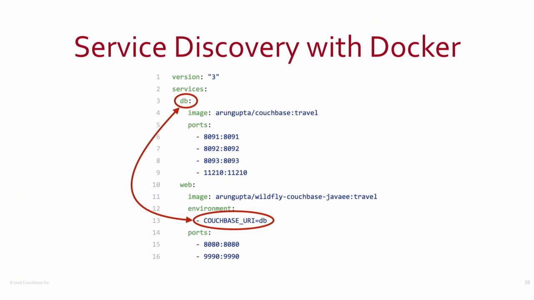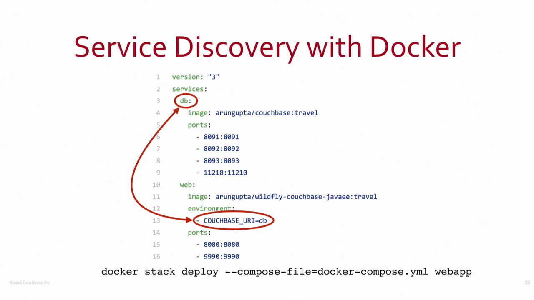So literally, if you check out this Docker Compose file, copy paste the content of this Docker Compose file, and say docker stack deploy, because I'm deploying this as a Docker stack essentially, and say, here is my Docker Compose file, and here is a stack name. If you have a brand new machine, what will happen behind the scenes? It'll download the Arun Gupta Couchbase travel image. It'll download the image for Wildfly Couchbase Java EE, and then it'll run the container.